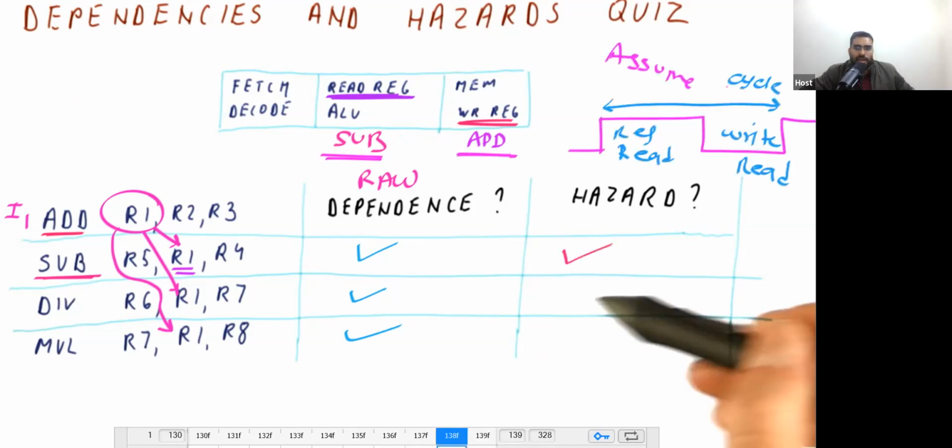Now the same question I am asking, if I change this and give you that in the first half you are writing the register, and in the second half you are reading the register.